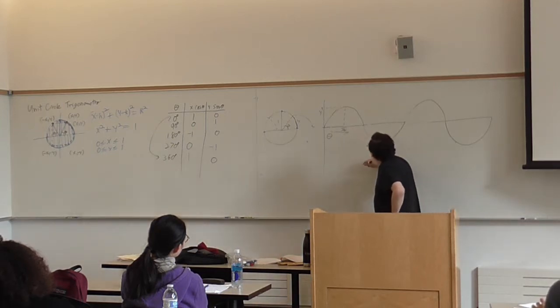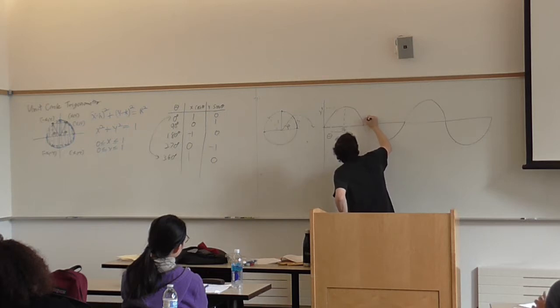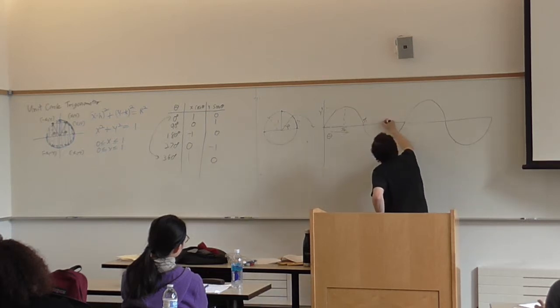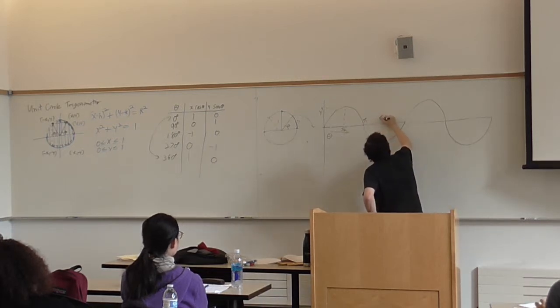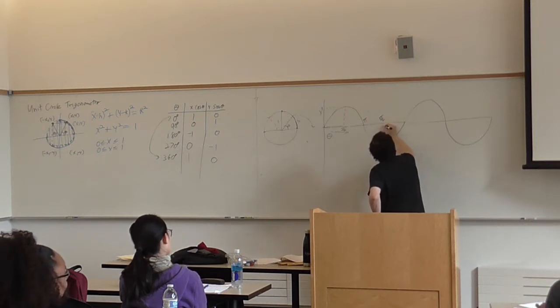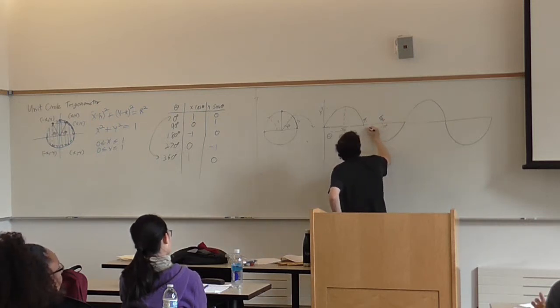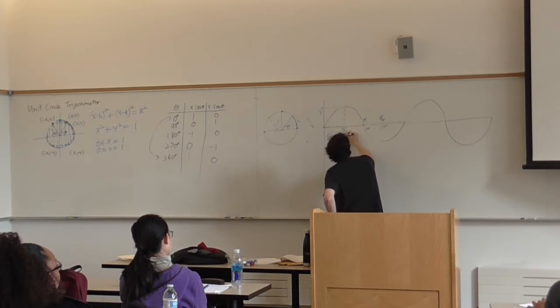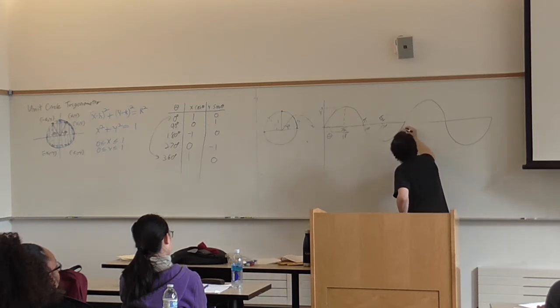All right, let's just mark some points here. This was pi, that's 180. It's 3 pi over 2, it's 270. It's 180, 90. And finally, we get back to the beginning, that's 2 pi, that's our period, or 360 degrees.